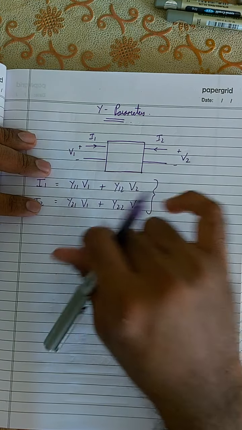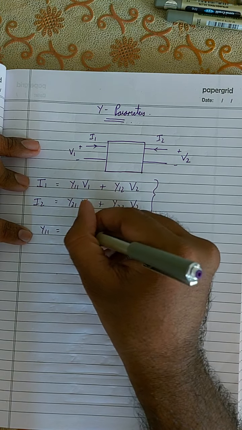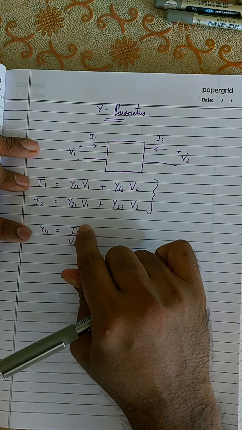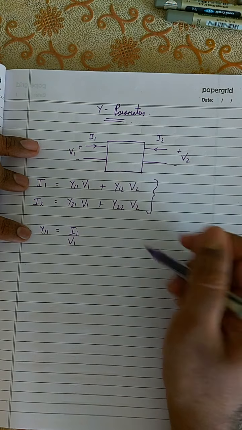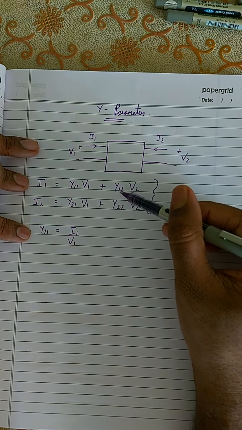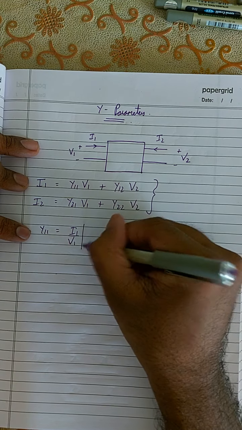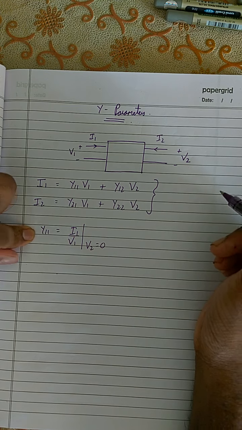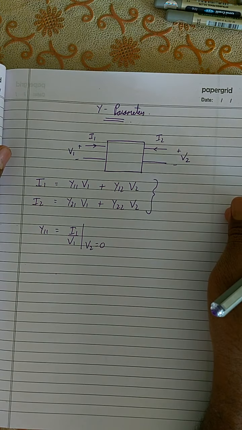So how to find the value of y11? Y11 is nothing but I1 by V1, if the second term is 0, that is, if V2 is equal to 0. We naturally cannot make y12 0 because y12 is a constant. So V2 is equal to 0. This is the definition of y11: the ratio of I1 by V1 when V2 is equal to 0.